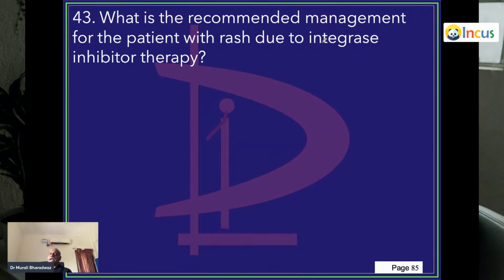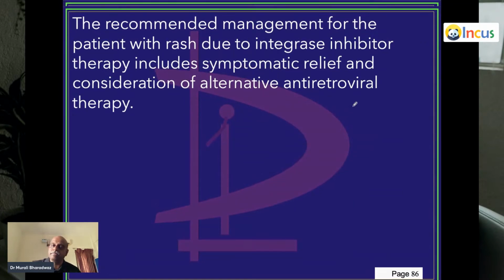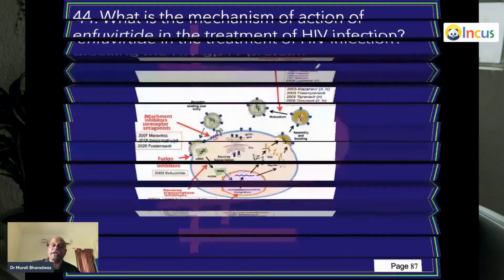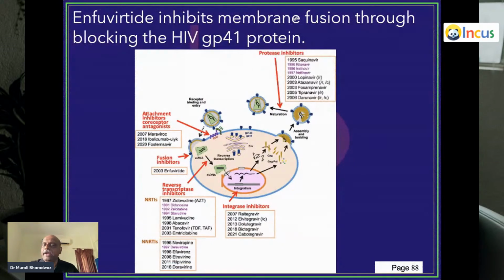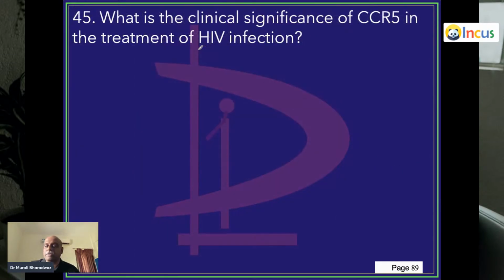Whenever there is a rash with integrase inhibitors, what do you want to do? Symptomatic relief and consider an alternative antiretroviral. What is the main mechanism of enfuvirtide in the treatment of HIV? Enfuvirtide inhibits membrane fusion by blocking the GP41 protein. Which protein? GP41 HIV protein is what you need to remember.